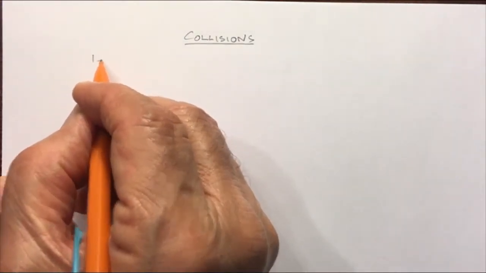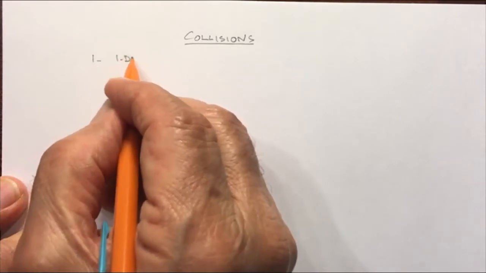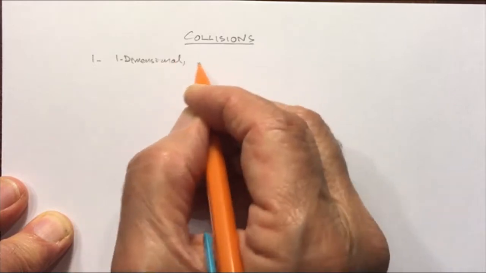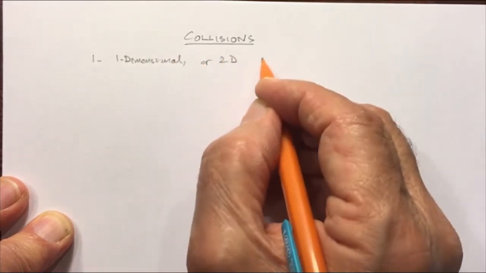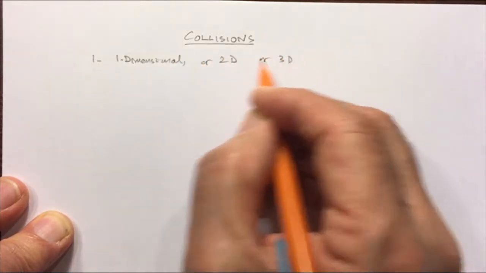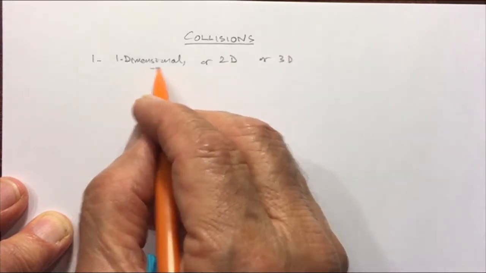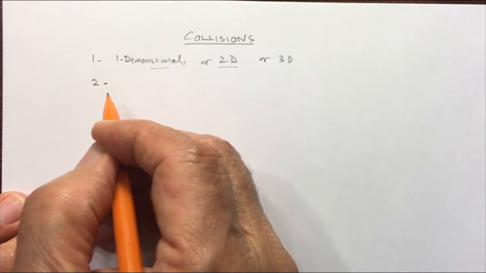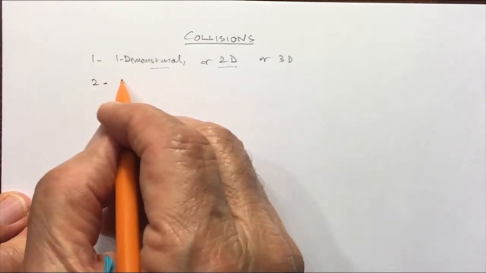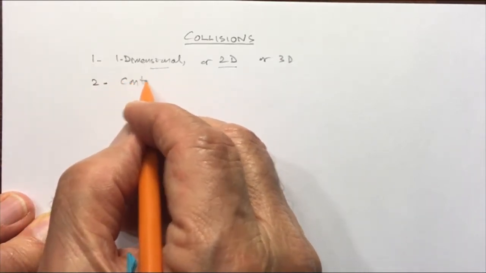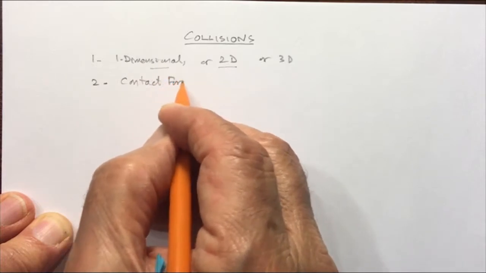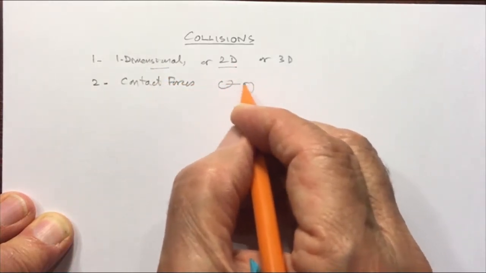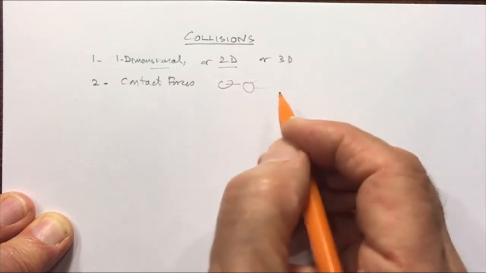Now we can classify collisions as either one-dimensional or 2D, or possibly 3D. We won't be considering 3D, we'll consider 1D and 2D. And then we could also have contact forces being involved, which means that the two objects actually go and hit each other physically and then bounce off.